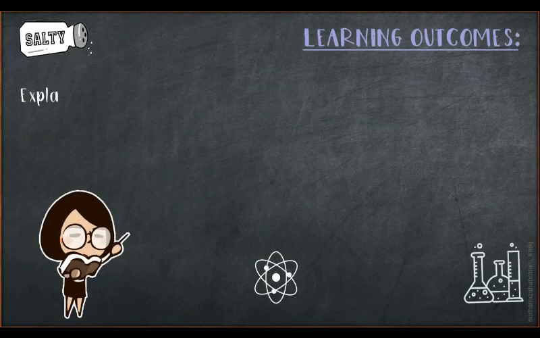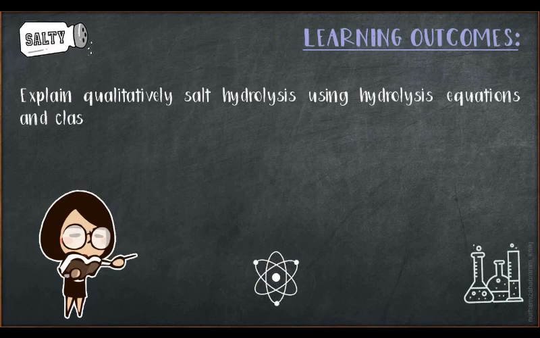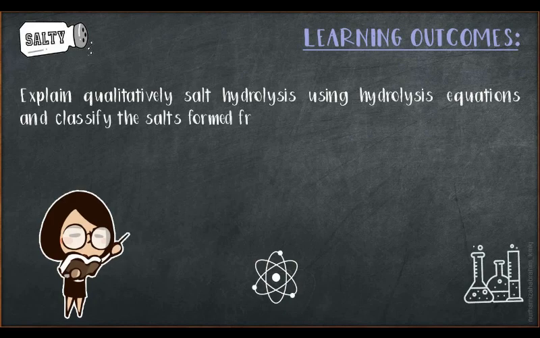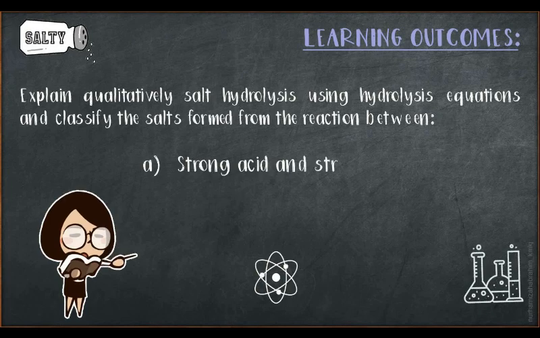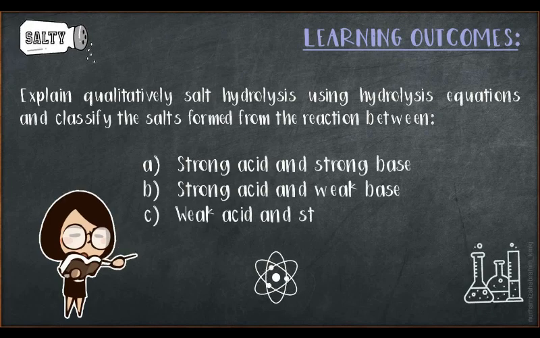The learning outcomes for this lesson are to explain qualitatively salt hydrolysis, using hydrolysis equations, and classify the salts formed from the reaction between: A. Strong acid and strong base, B. Strong acid and weak base, C. Weak acid and strong base. In this video, you will learn the last part of salt hydrolysis, for salt of weak acid and strong base.